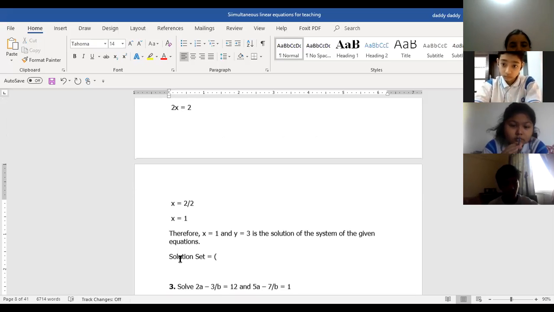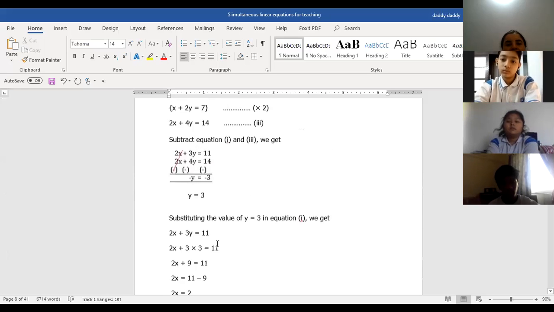Ma'am, can you show above? Ma'am, I have to check my answer. Okay. So write the answer like this, solution set. This is how you are going to write the answer. Solution set is equal to, within bracket, first the value of x and then the value of y. Please see the solution.